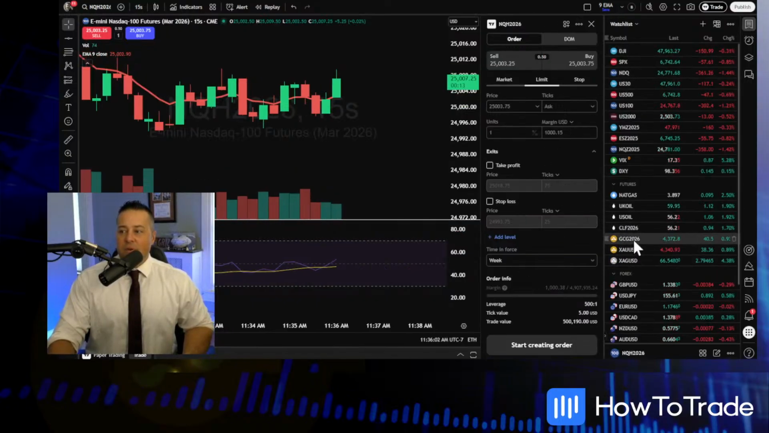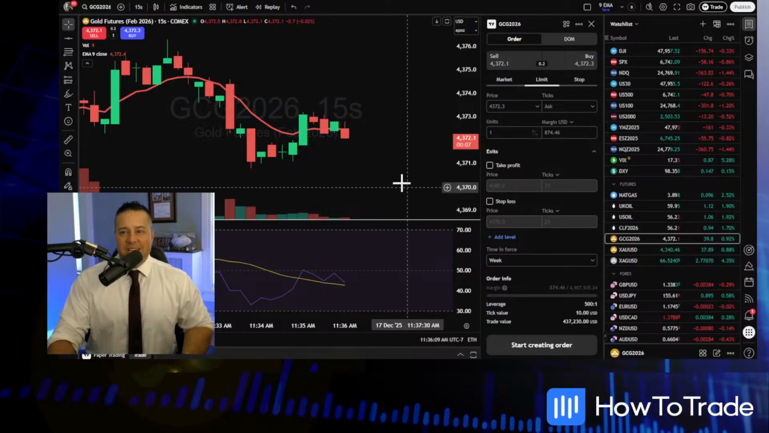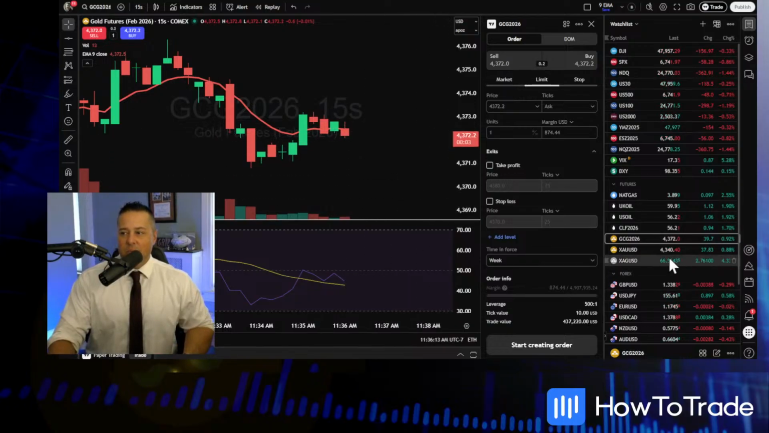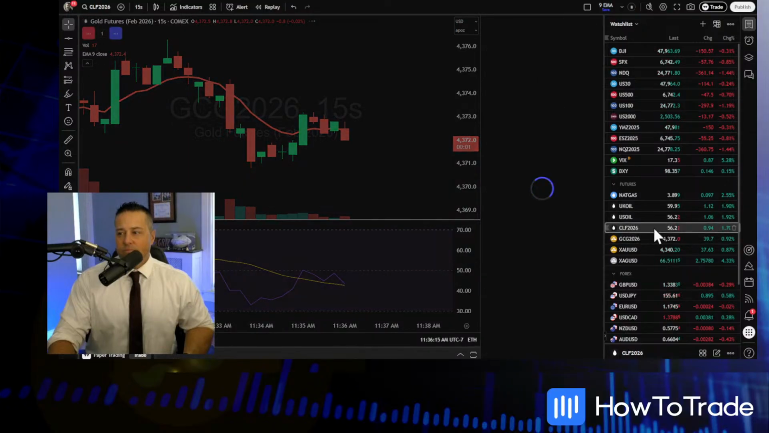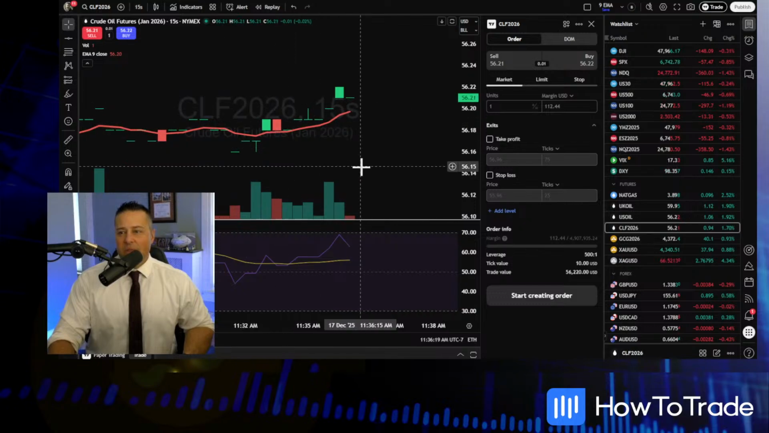Let's go down to gold futures. Well, there's a decent bump right there. Okay, so here's gold futures, 15-second chart. Same basic thing is happening. We're not getting really any movement at all. Crude oil, you can see that January, there's just no volume in there for this type of trading.